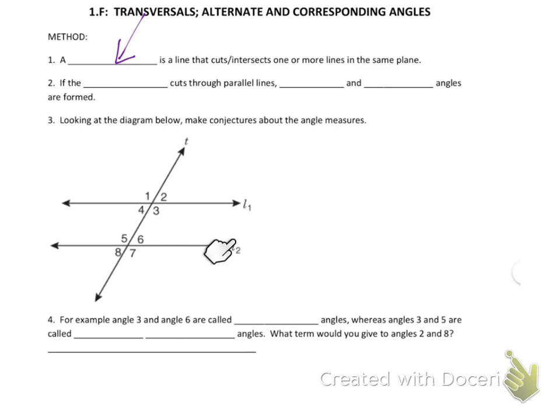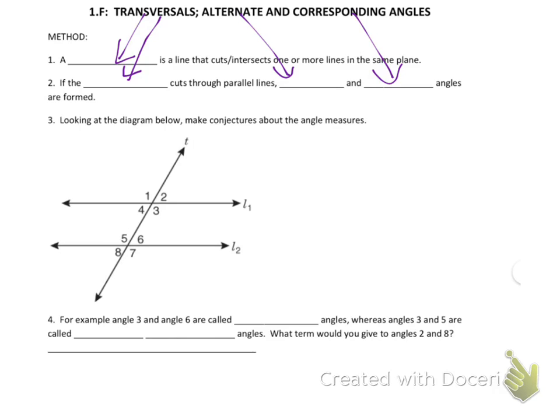Are you guys okay with that? If the blank cuts through parallel lines, what cuts through lines again? Transversal. Transversals. I'm lazy today. And so if the transversal cuts through parallel lines, blank and blank angles are formed. Alternate, corresponding. How did you figure that out? It's the title. It's the only 2 words left in the title, guys. Alternate and corresponding angles are formed.